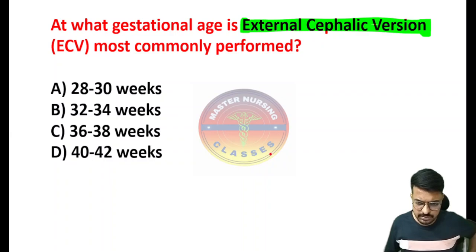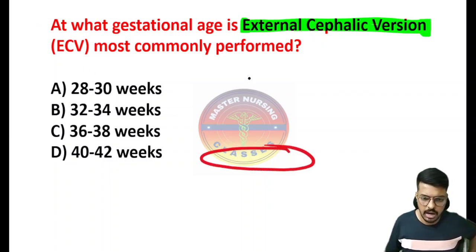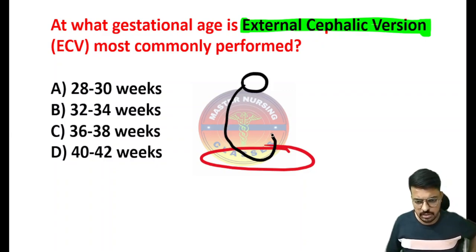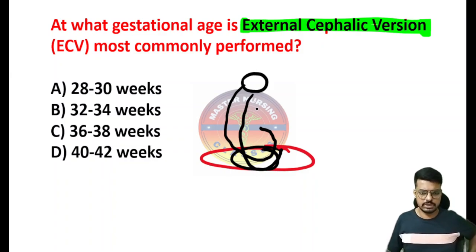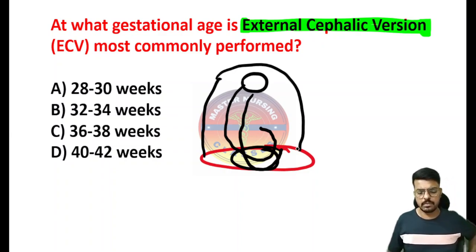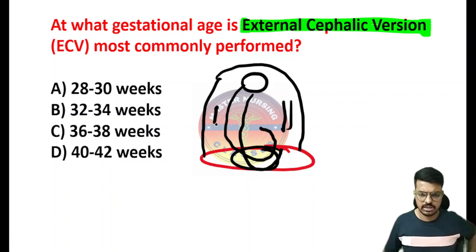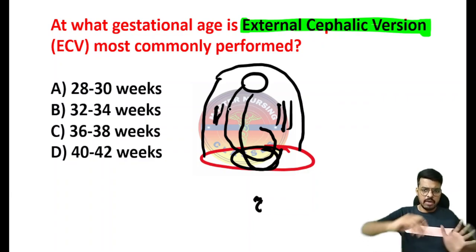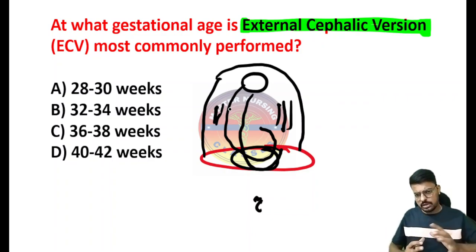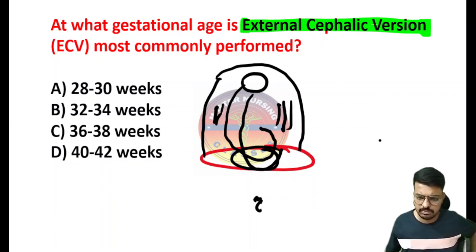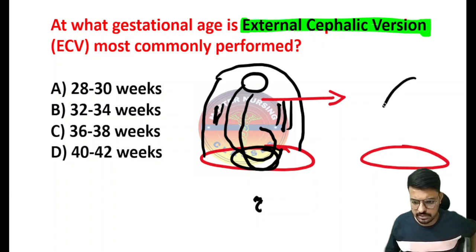As I told, in the breech presentation, this is the pelvic inlet and this is the head of the baby, and this is the buttock of the baby down here. So this is the breech presentation. I will ask the mother to come to the hospital and, without giving any anesthesia, I will place my hand on the mother's abdomen externally. I will not insert the hand internally. I will try to rotate this breech presentation and convert it to the cephalic presentation, by external manipulation.